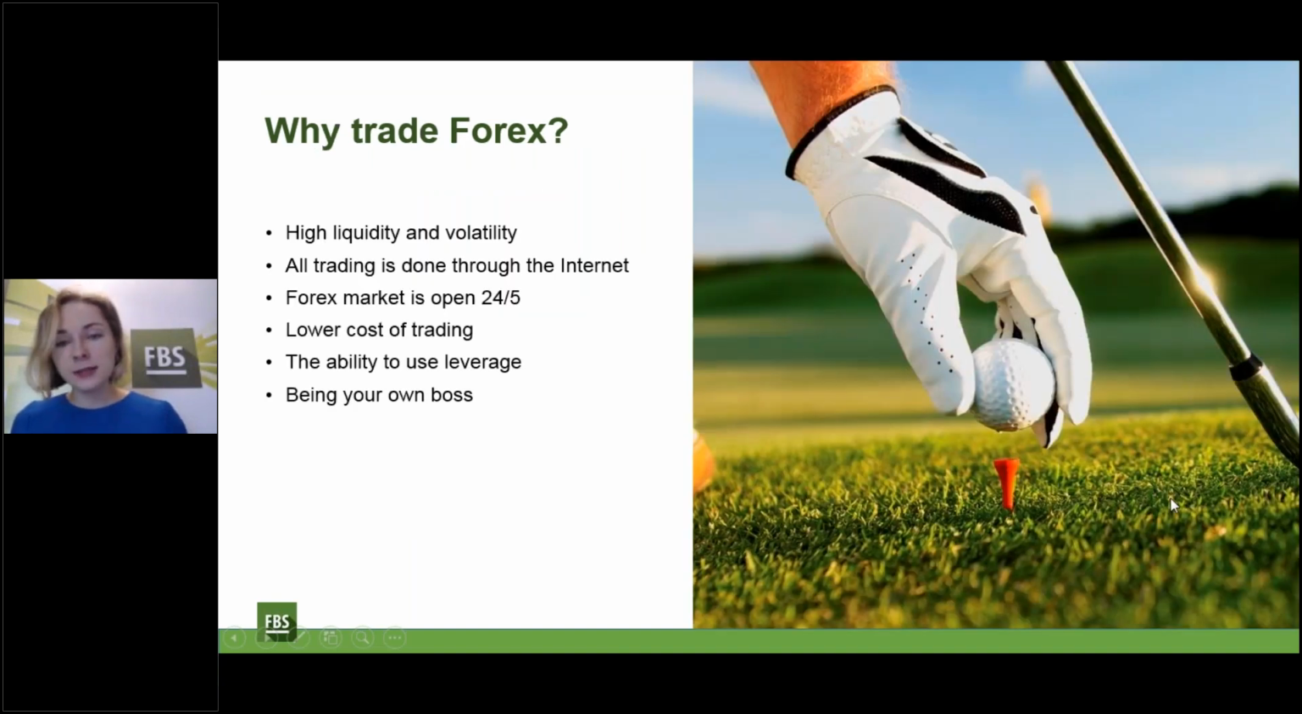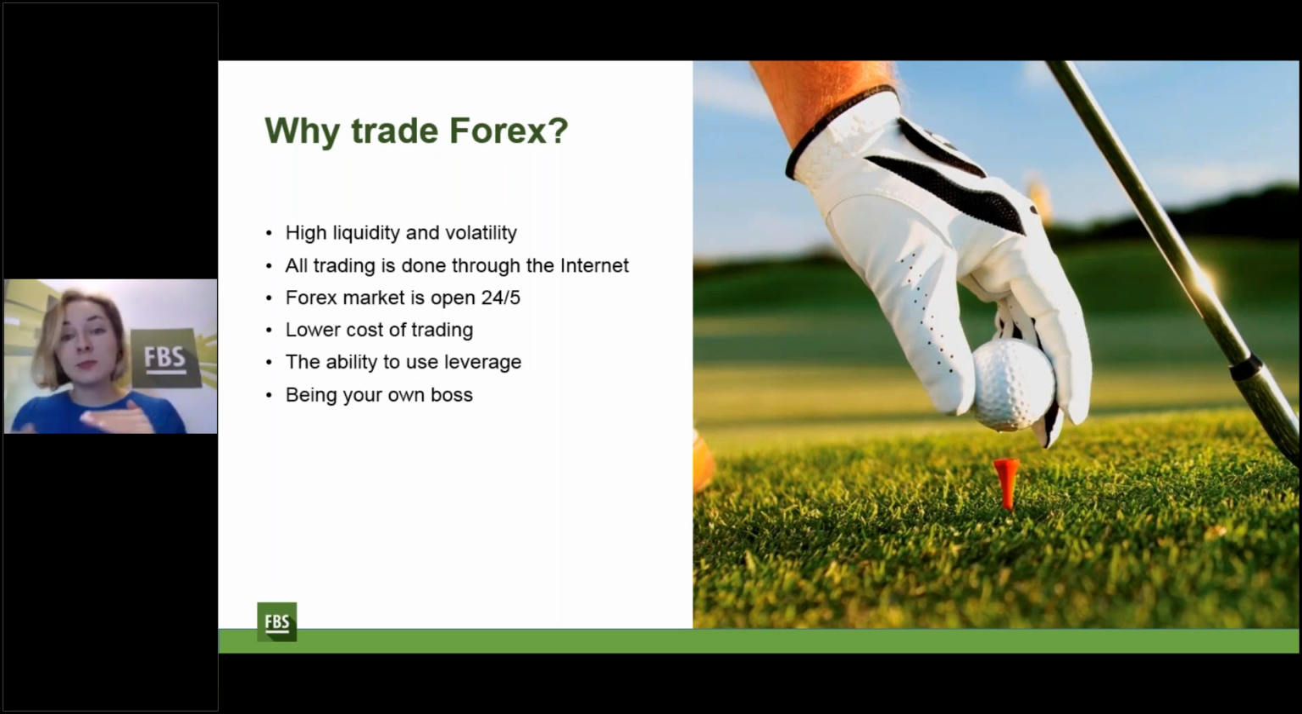So why trade Forex? Just a quick go through. Because of high liquidity, high volatility. It means basically that whenever you open the chart of currency pairs during the work week, so from Monday to Friday, the exchange rates will move really fast, so that you will always have an opportunity to open a trade, and then you enter the market at a specific level, the price will go up or it will go down.